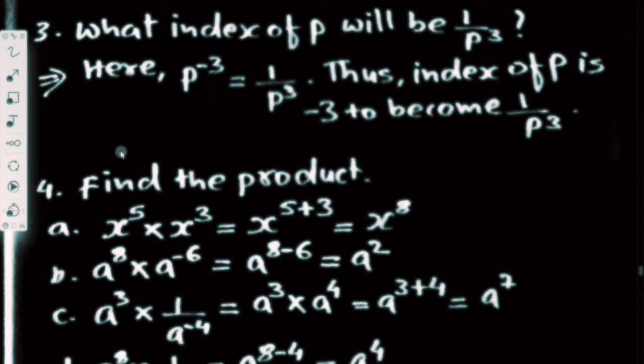And similarly we can also see some product calculations. Product means multiplication, so the power rule shall be applied here. See here, four number, find the product: x power 5 into x power 3 equals x power 5 plus 3, in multiplication form. If the base is in multiplication form, then the powers shall be added. Here 5 plus 3 equals 8, so x power 8.